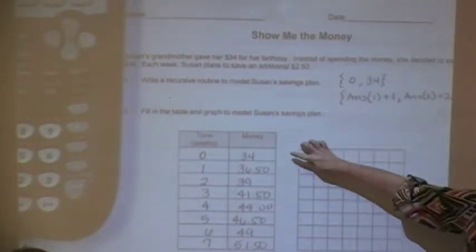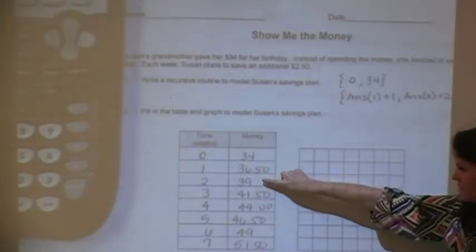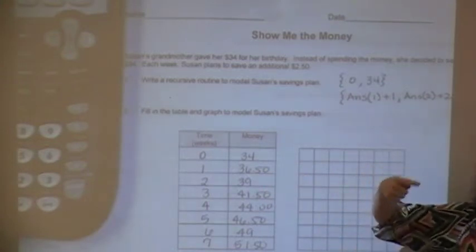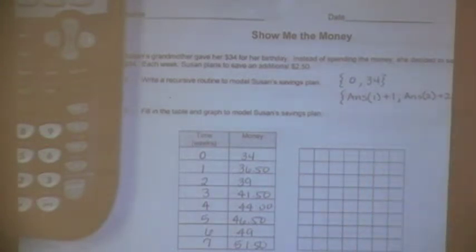Now the reason this is called a recursive routine is because the way we are getting our answer is by adding to the line above it. So I started with 34, I added 250, I added 250, I added 250. That's called recursivity, when you just use the answer before it and add something to it.